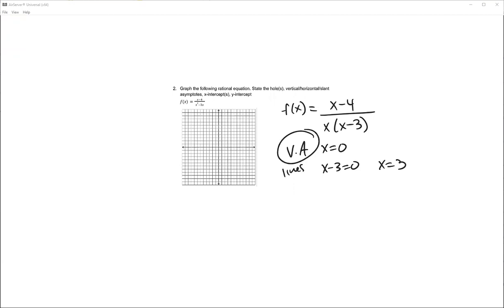Okay, so with x equals 0, you're going to go along the y-axis right here. And x equaling 3, you're going to go 1, 2, and 3, and you're going to draw. I'm going to space it out a little bit more. I'm going to go every 2. So this is 1. This is 2. This is 3.